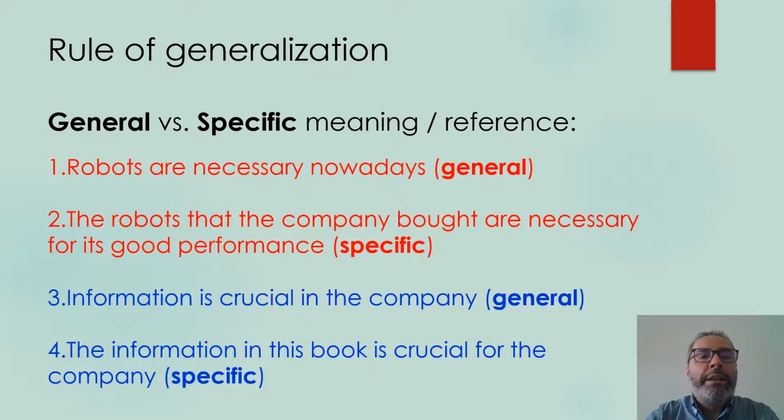Here we can see the difference between general and specific reference meaning. In examples 1 and 2 with countable nouns, example 1 is general: robots are necessary nowadays, whereas example 2 gives a specific reference: the robots that the company bought are necessary for its good performance. Examples 3 and 4 are for uncountable nouns. 3 is general: information is crucial in the company, and 4 is a specific reference with the article "the": the information in this book is crucial for the company.